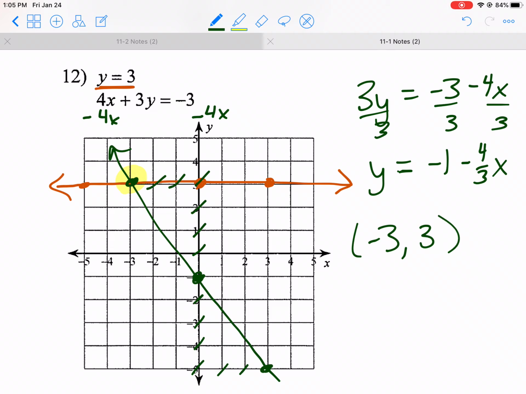We could plug this in to check. That would be -12 plus 9. -12 plus 9 is -3, so that one works. And of course, y equals 3. They gave us that, so yep, that one works as well.